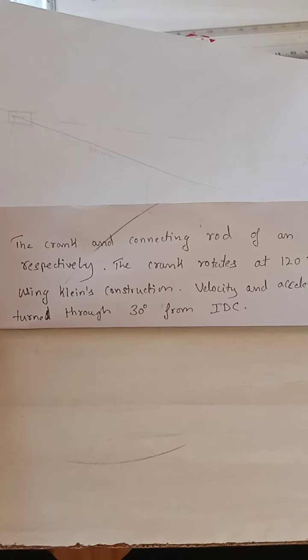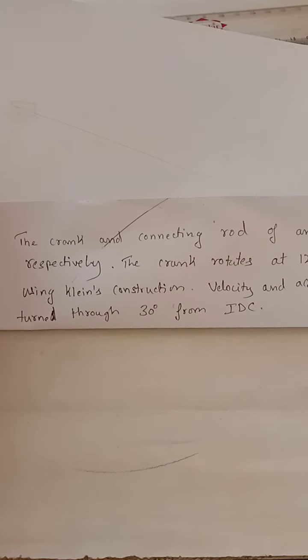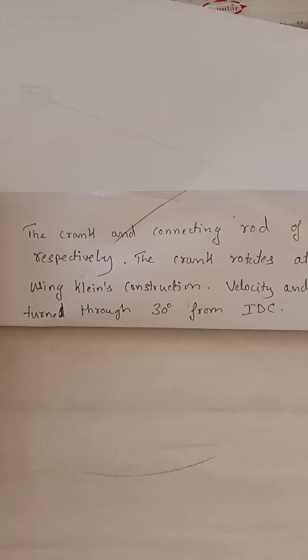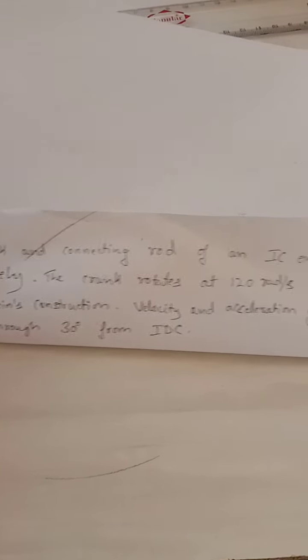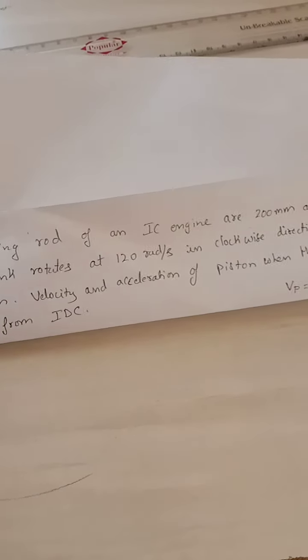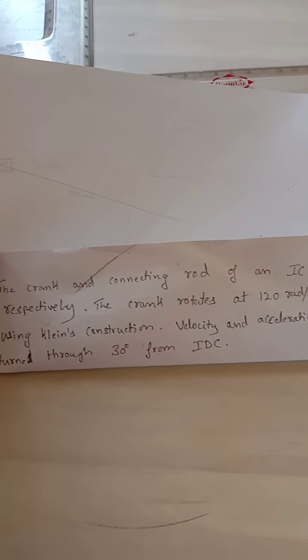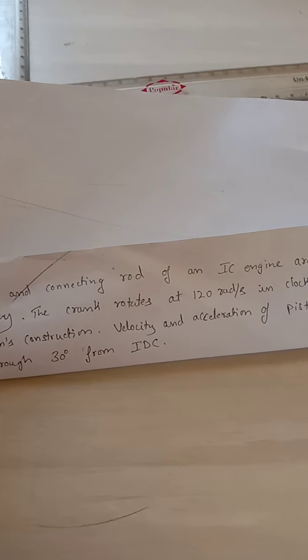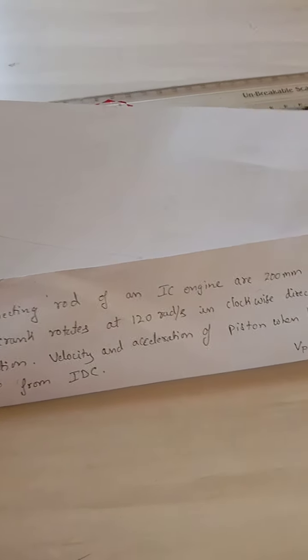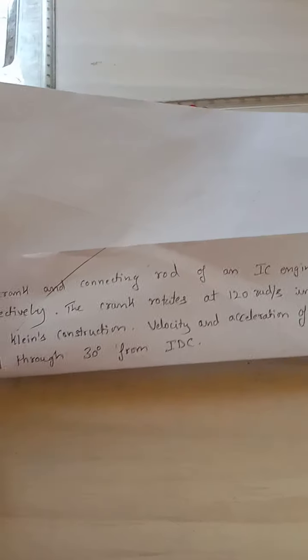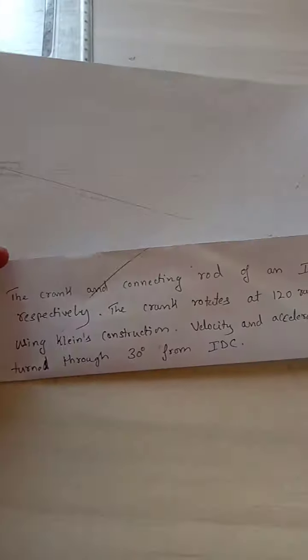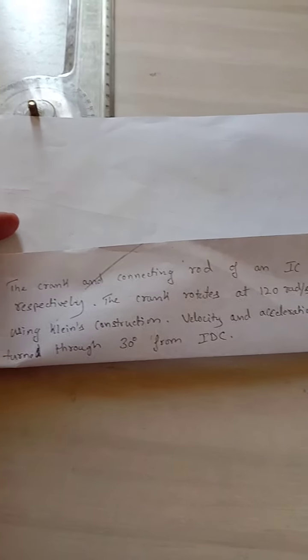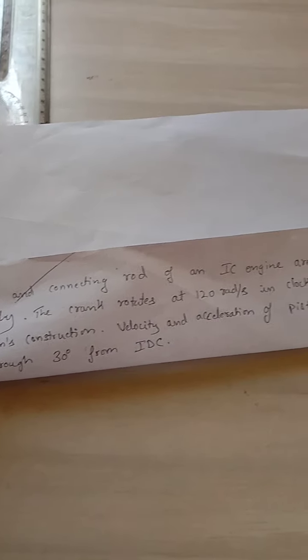Now we'll solve the problem with respect to the Klein's construction. Read the problem. The crank and the connecting rod of an IC engine are 200 mm and 700 mm respectively. The crank rotates at 120 radians per second in clockwise direction. Find, using Klein's construction, the velocity and acceleration of the piston when the crank is turned through 30 degrees from IDC.